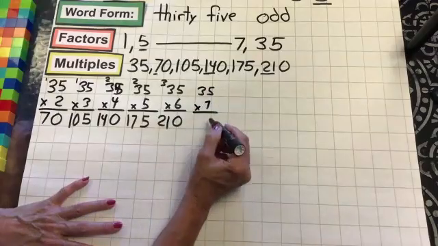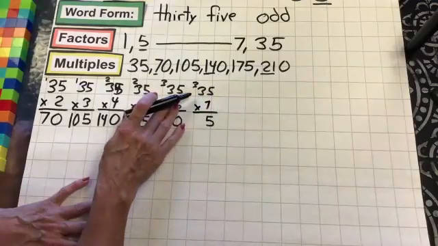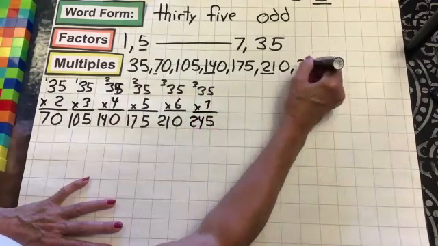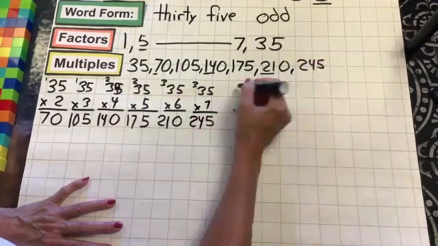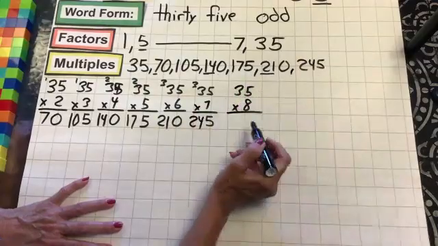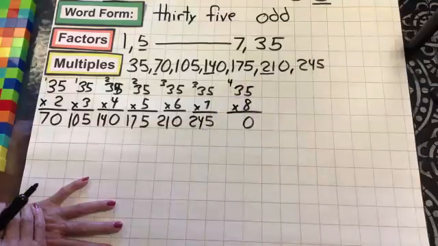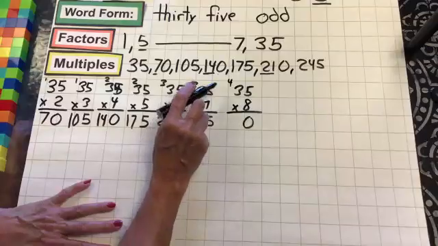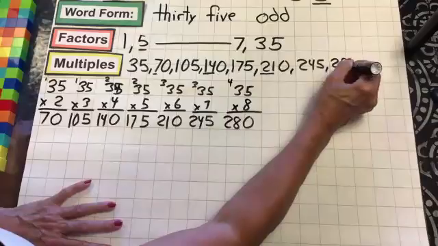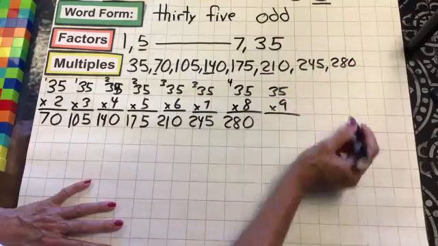7 times 5 is 35. We drop the 5 and carry the 3. 7 times 3 is 21, plus 3 is 24. So we have 245. Let's go to 8 35s. 8 times 5 is 40. Drop the 0, carry the 4. 8 times 3 is 24, plus 4 is 28. 280. And then 35 times 9.